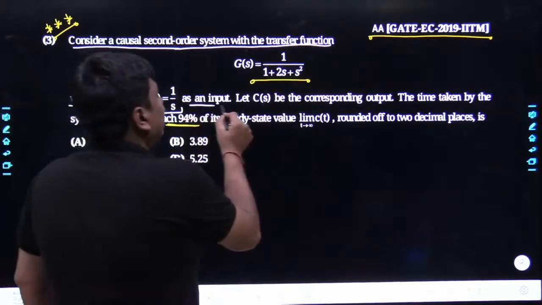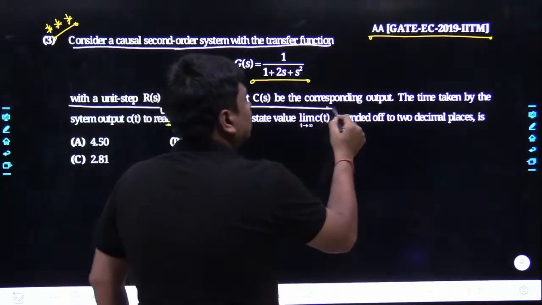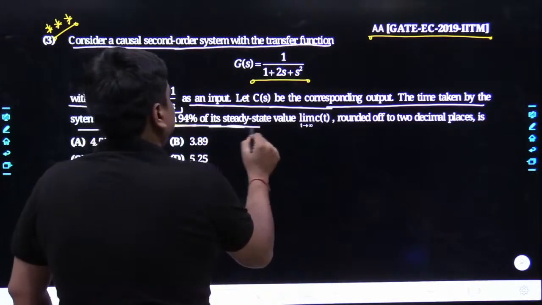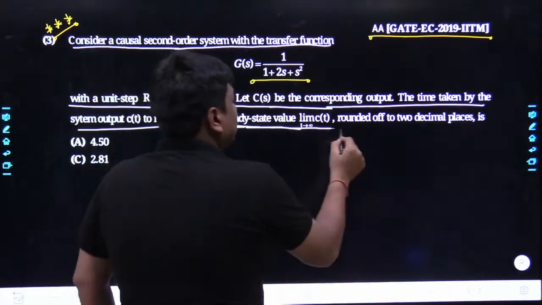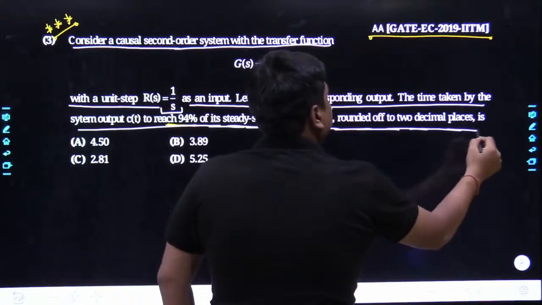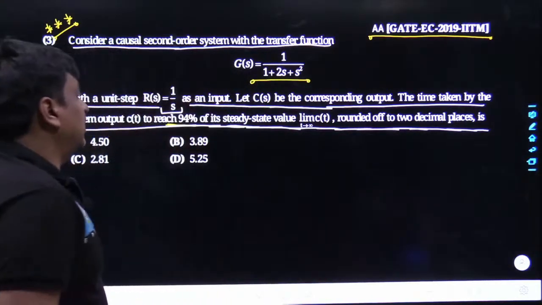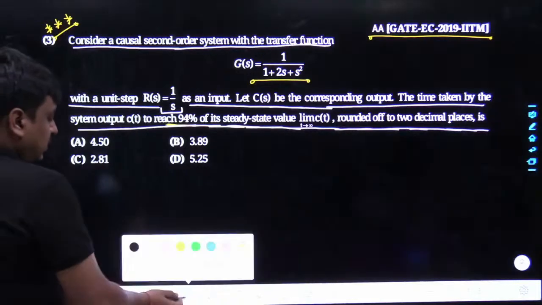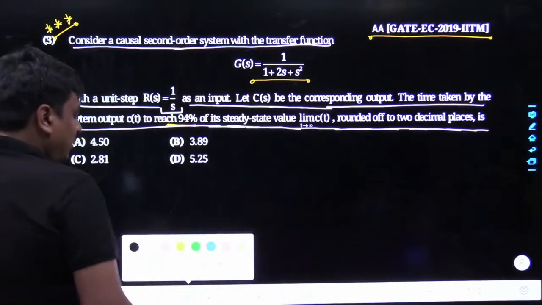As an input, let C(s) be the corresponding output. The time taken by the system to reach 94% of its steady state value, limit t tends to infinity, rounded to 2 decimal places, is what? What does it mean? First, understand it this way: I would make a block.